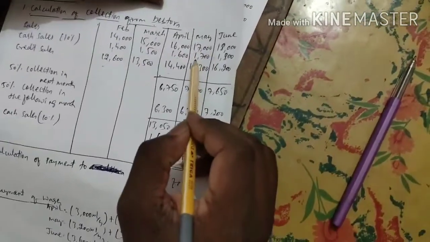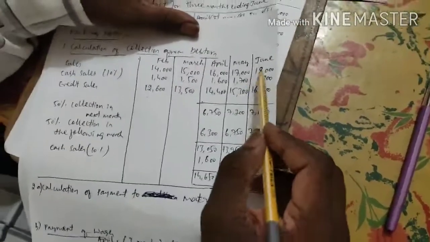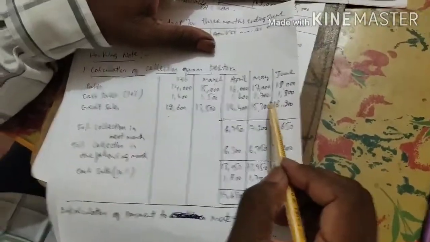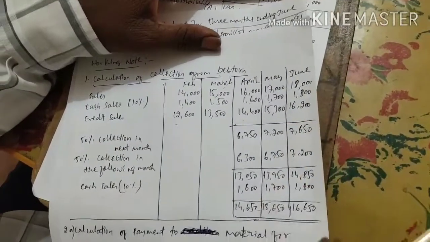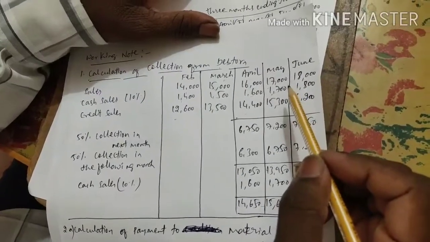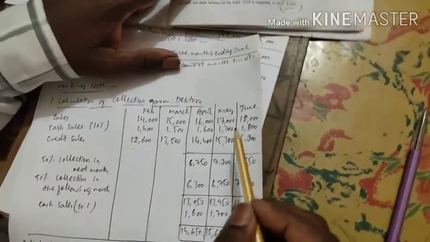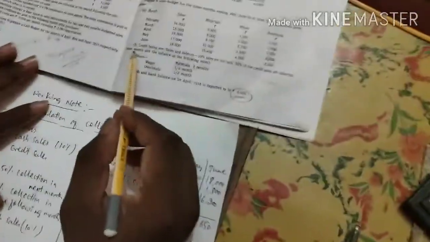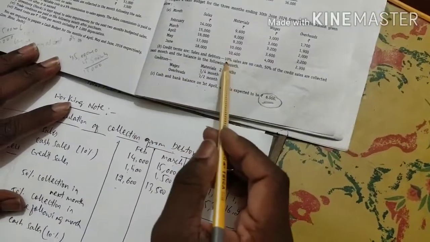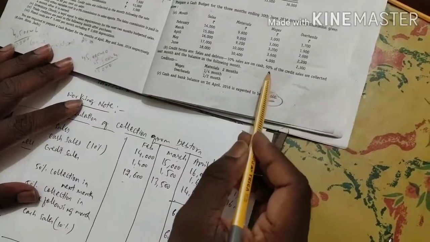In the month of May, 17,000. 10% is 1,700. Credit sales remaining amount is 15,300. In the month of June, 18,000. 10% cash sales is 1,800 and the remaining credit sales is 16,200. In the problem they have given from February to June, but we shall do it only for 3 months, which commences from April, May, June. Now coming back to the adjustment, as I told you, my dear students, credit terms are 10% sales on cash. We will do the cash later. Now we will do it for the credit.